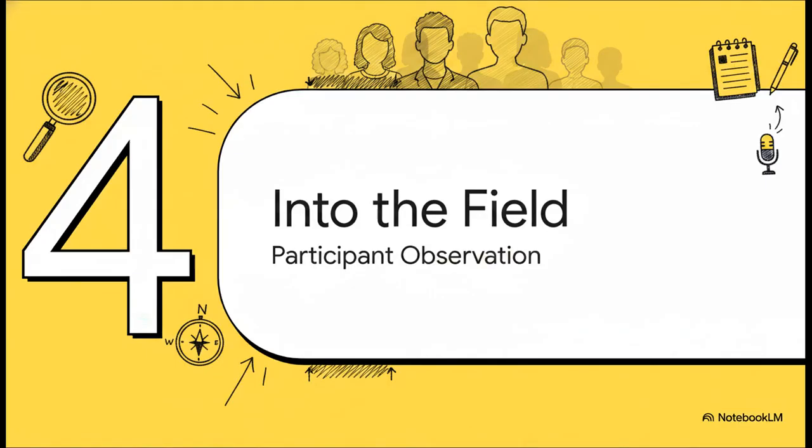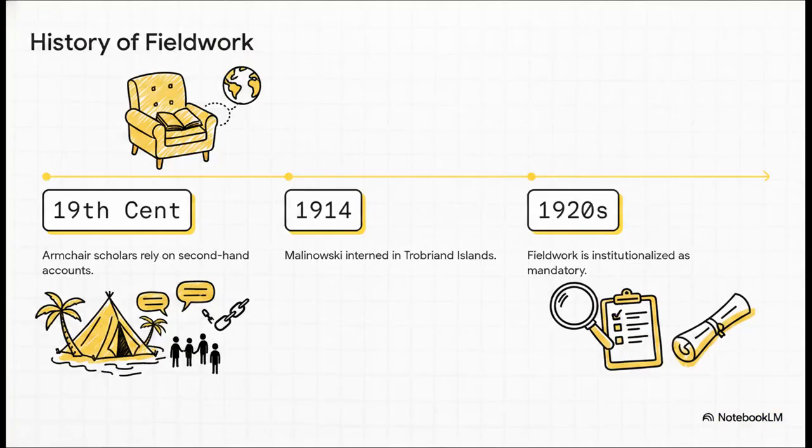Let's dive deeper into those intimate methods with Section 4. Into the field, the art of participant observation. The history behind how we developed these micro-methods is actually incredible. Back in the 19th century, early anthropologists were what we affectionately call armchair scholars. They quite literally just sat in dusty university libraries, reading secondhand letters from travelers and missionaries.